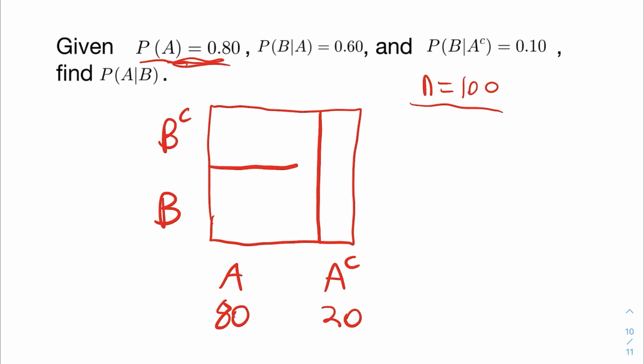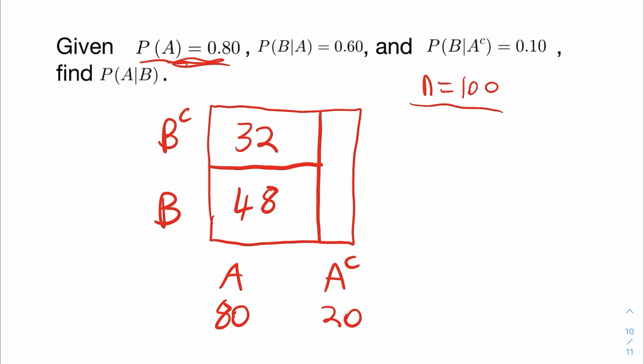So that means 60% of this 80 would represent 48. And if there's 48 out of the 80 that are in B, that means the rest of the 80, 32, are in B's complement. Okay, so there you go.